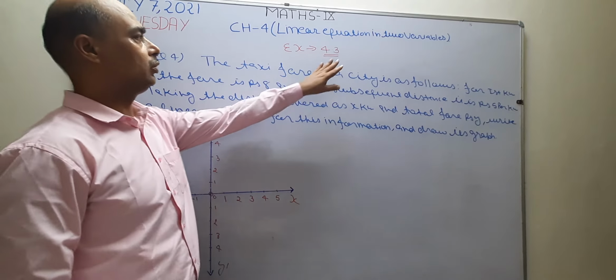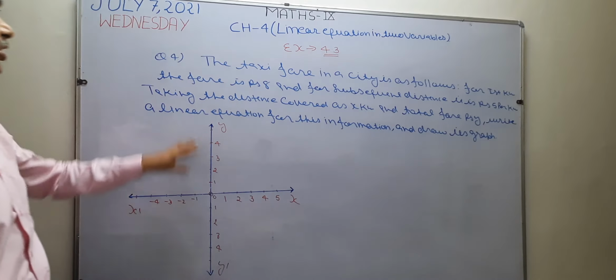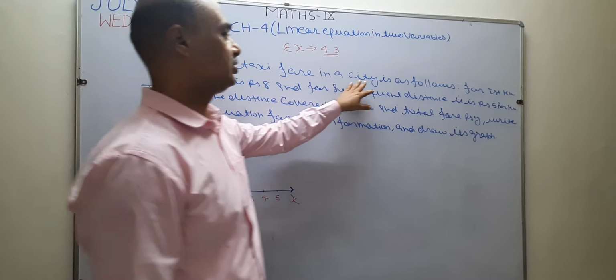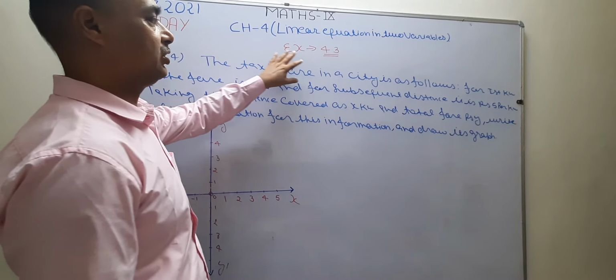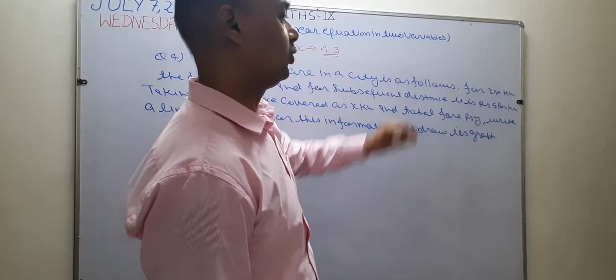Now we are going to solve question number 4 of exercise 4.3. Now see what is given in the statement. In question number 4, the taxi fare in a city is as follows. It means we are going to hire a taxi, and the fare of the taxi is as follows.